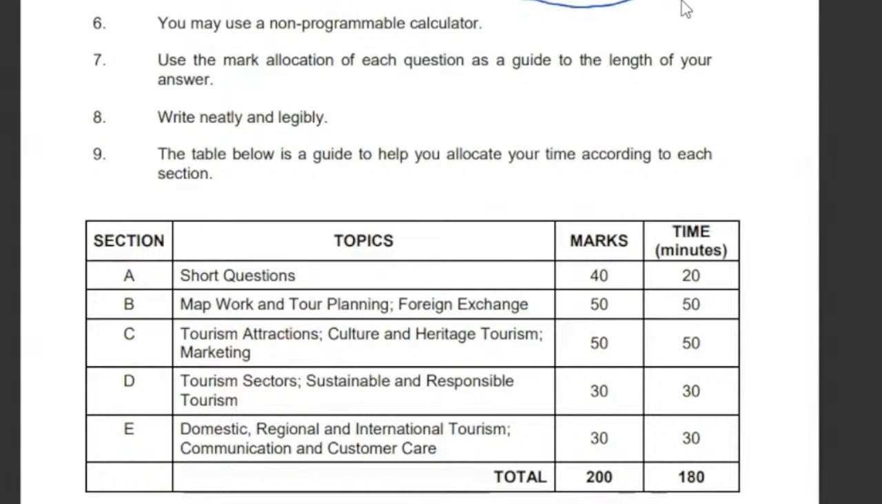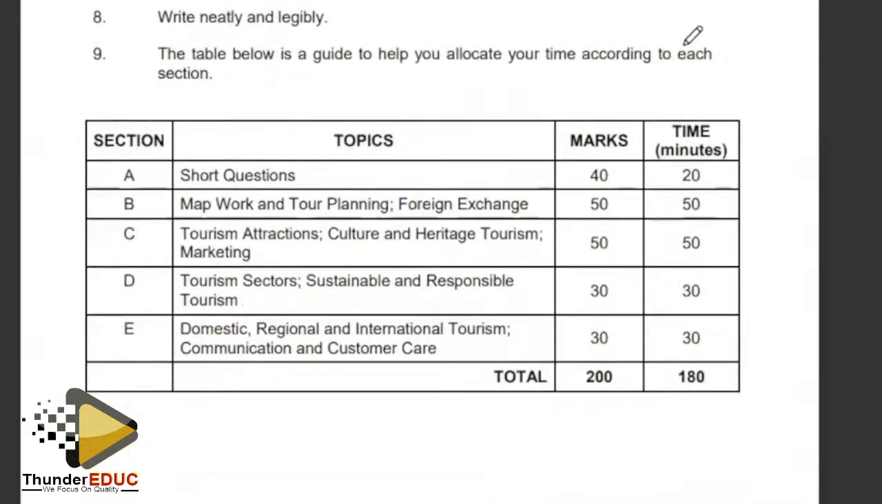You must always bear that in mind. Then all steps used in calculations should be shown in detail. Then you may use a non-programmable calculator, which is allowed. Then also stick to the mark allocation for each specific question. Then you are reminded to write neatly and legibly.